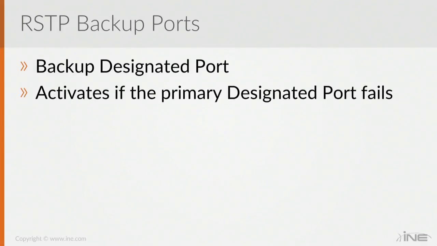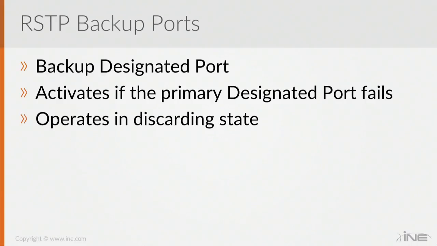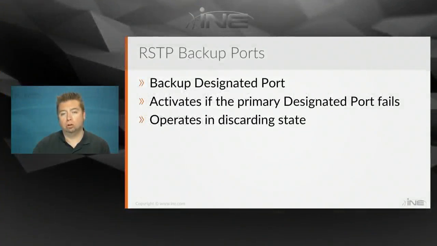So like an alternate port, it's operating in the discarding state. It's a blocking interface, but it's a backup downstream facing port as opposed to an alternate upstream facing port. So alternate goes up, it's a backup for the root. The backup port is the downstream port, it's a backup for your designated port.